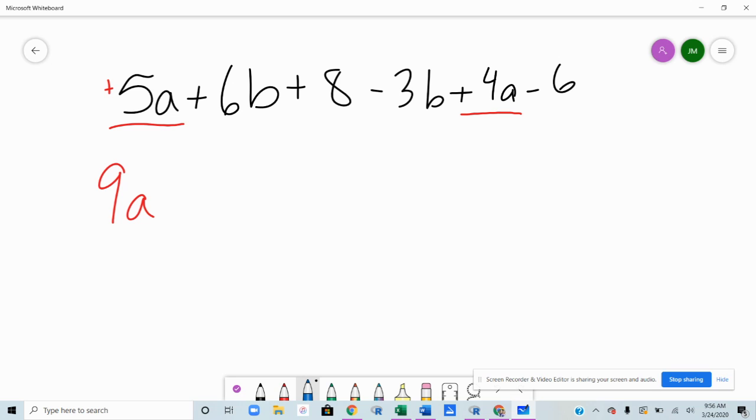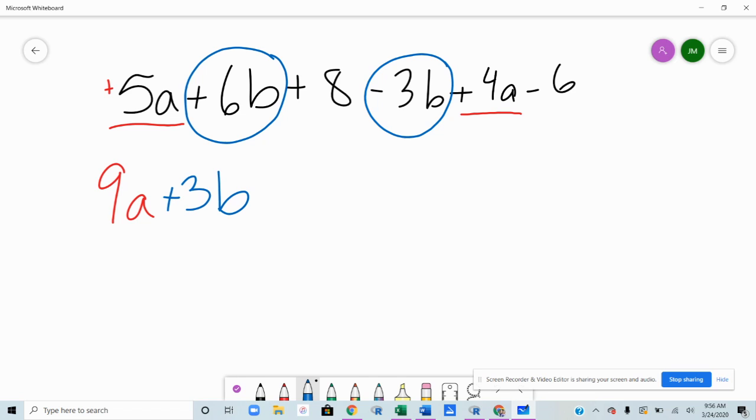Okay, now let's move on to the next term. We've got this plus 6b. We're going to look for its like terms. So we're looking for anything that has a b, which is negative 3b. So it says positive 6b minus 3b. So that's like I'm taking 6 minus 3. 6 minus 3 is 3b.